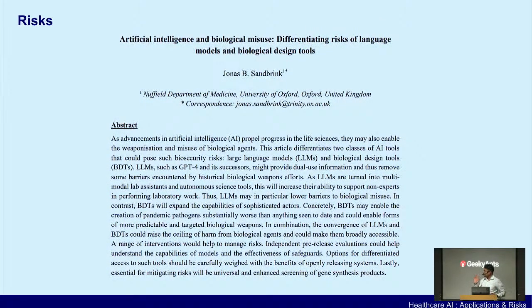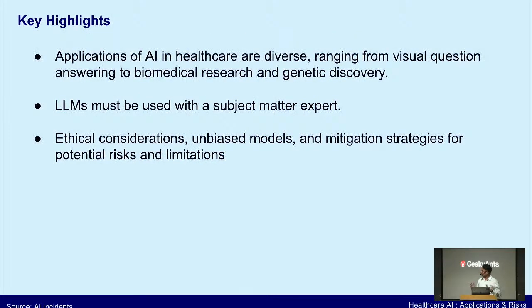Also, this is one interesting paper where they are exploring whether this can be used for biological misuse. For example, we are finding a gene to cure a disease, but this can also find a gene that can cause a disease. So it's like a two-edged sword. Overall, it's very exciting. It is a very powerful tool, but it must be used with a subject matter expert. It must be used under supervision. Also, there are ethical considerations as well. These models should not be biased, and there must be mitigation strategies for potential risks and limitations. Thank you.